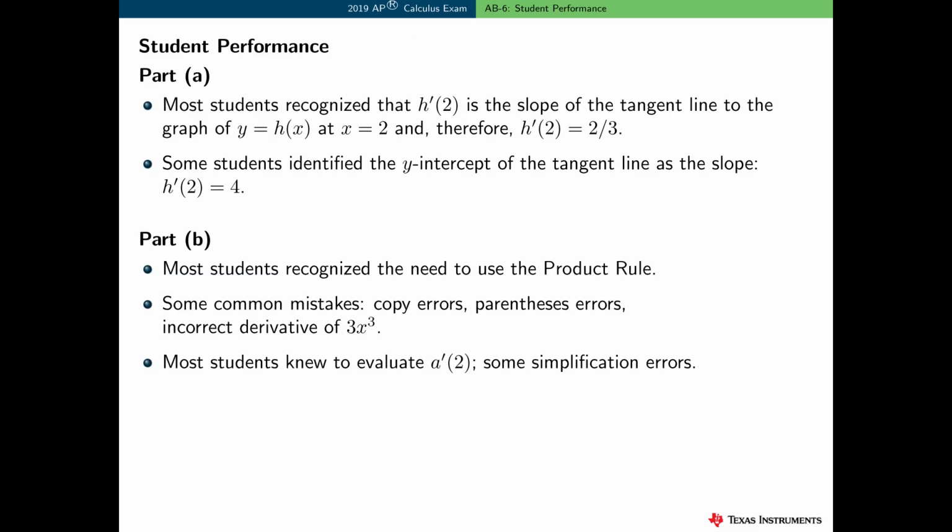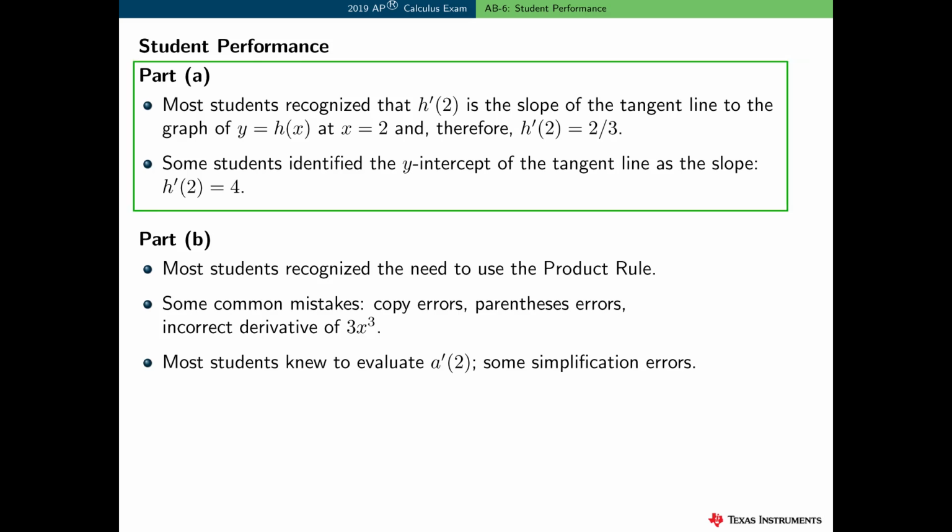Here are some general comments about student performance on this question. In Part A, most students recognize that h prime of 2 is the slope of the tangent line to the graph of y equal h of x at x equal 2, and therefore most students reported h prime of 2 is equal to 2/3. However, the most common error was h prime of 2 equal 4, the y-intercept of the tangent line.